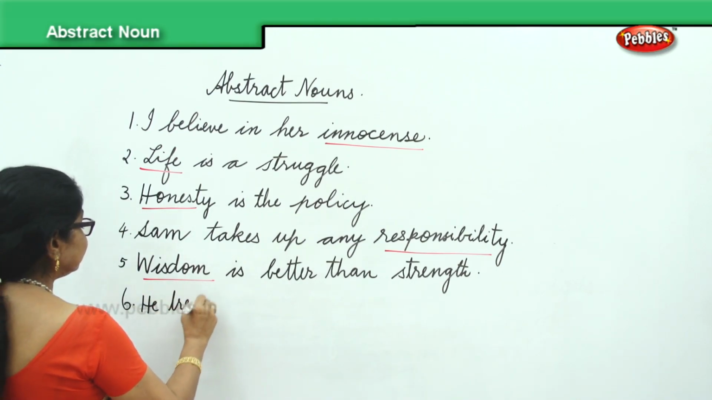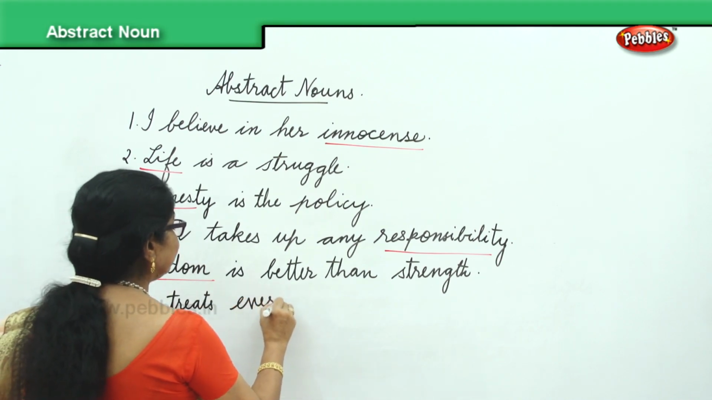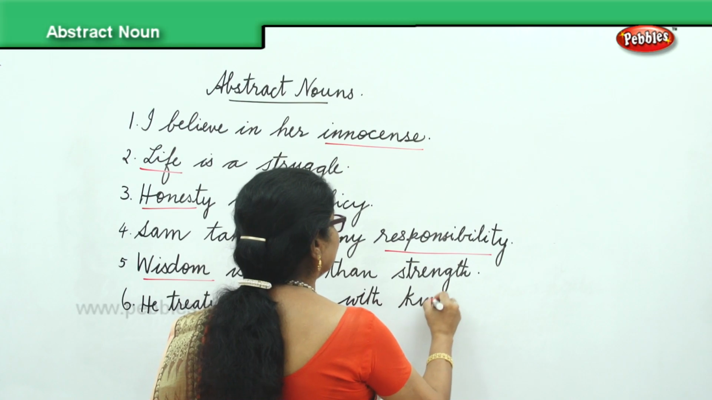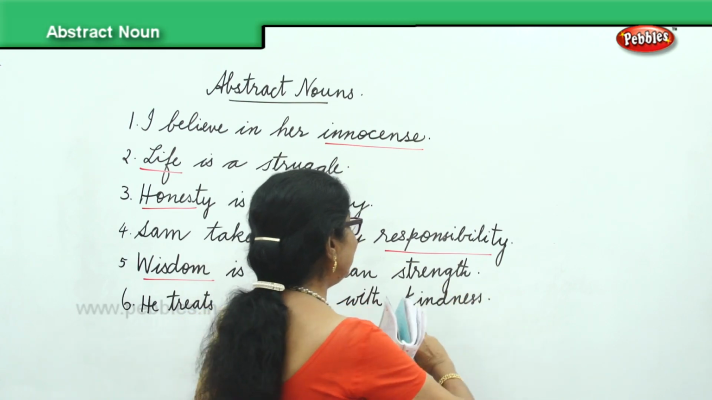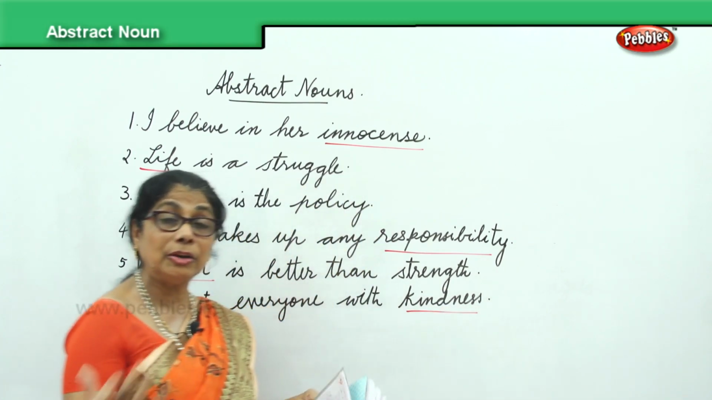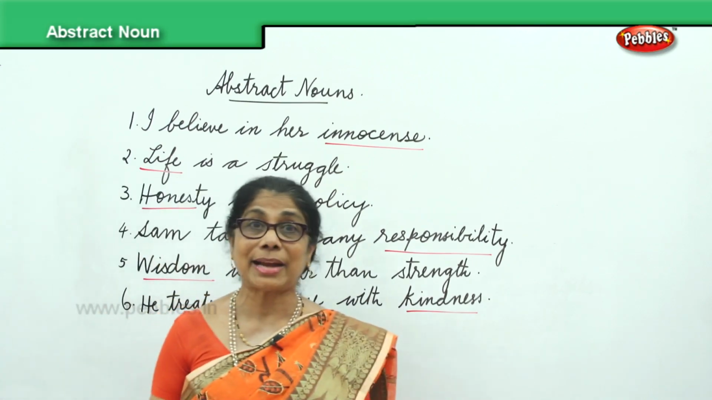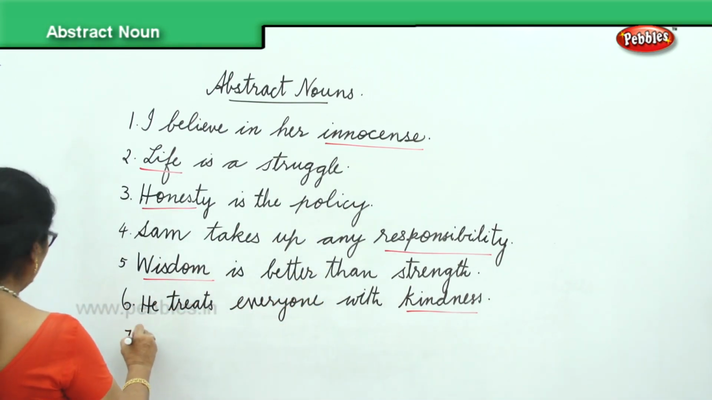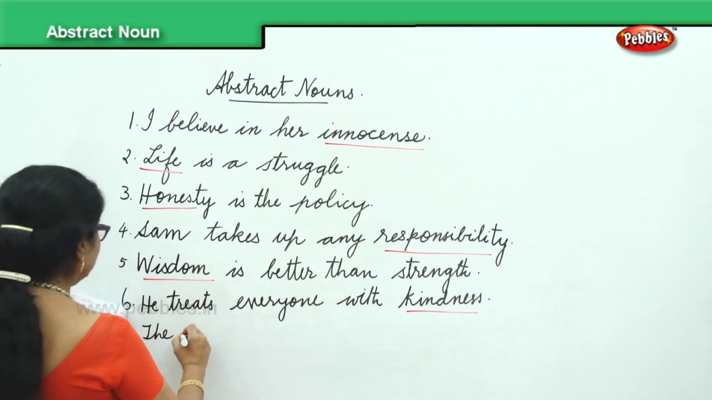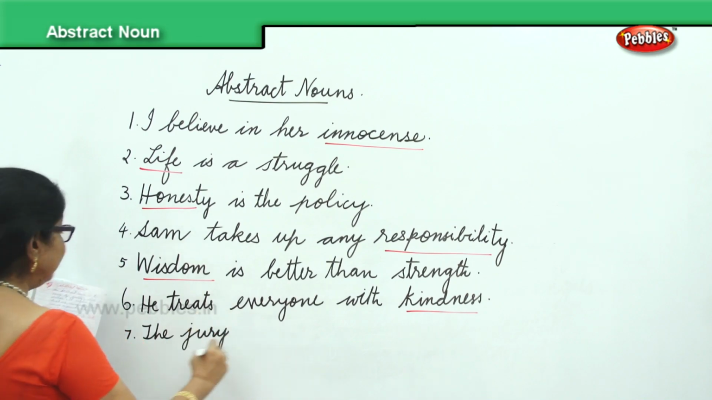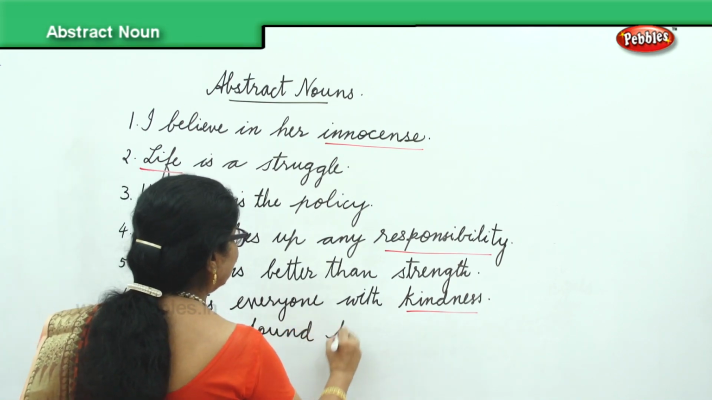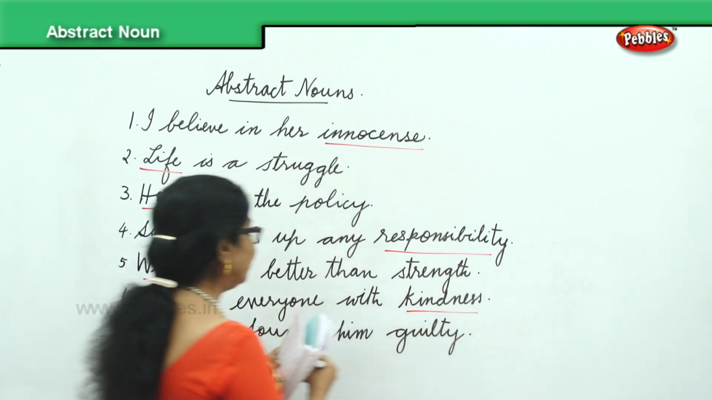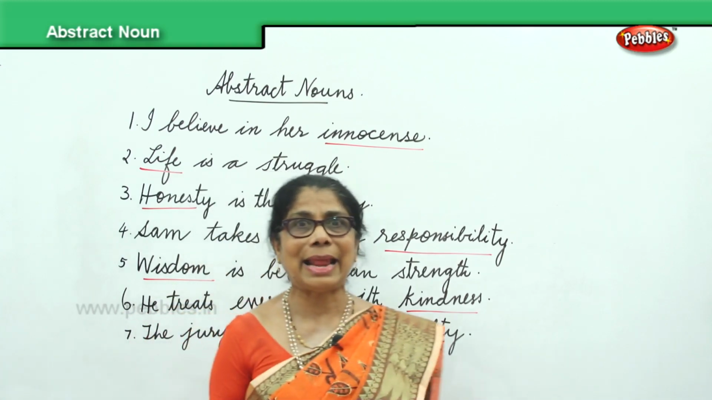He treats everyone with kindness. Kindness. Can you feel kindness? You can do kindness to someone. You cannot see, you cannot feel, and that is an abstract noun. Okay. The jury found him guilty. At the court, the jury, the group of judges, found him guilty. Guilty, again, is an abstract noun.